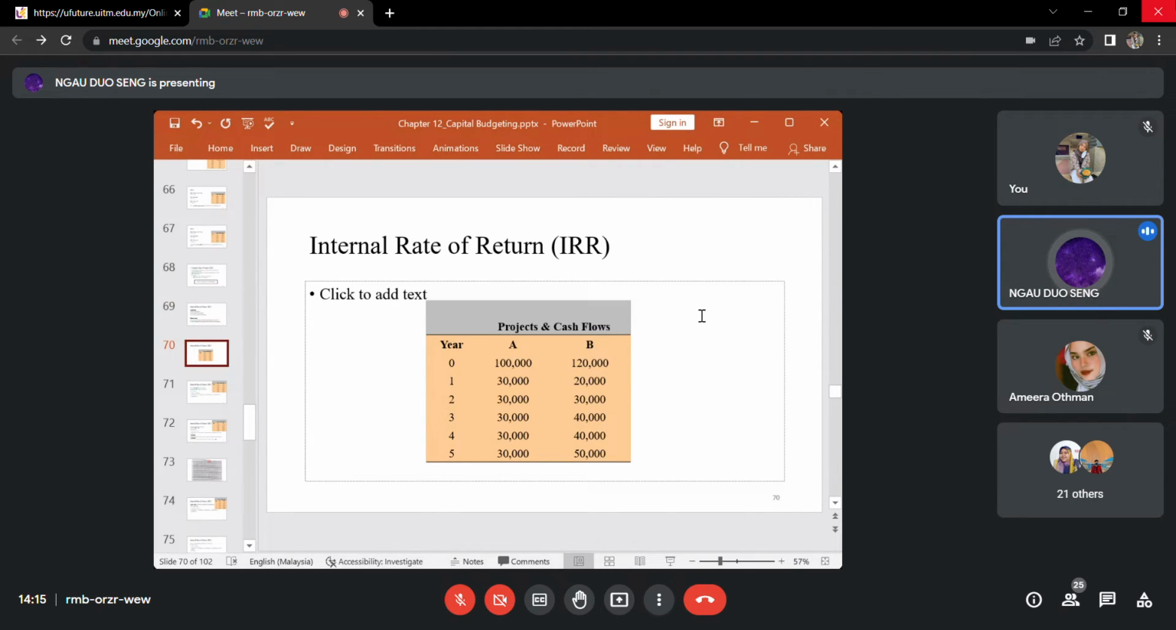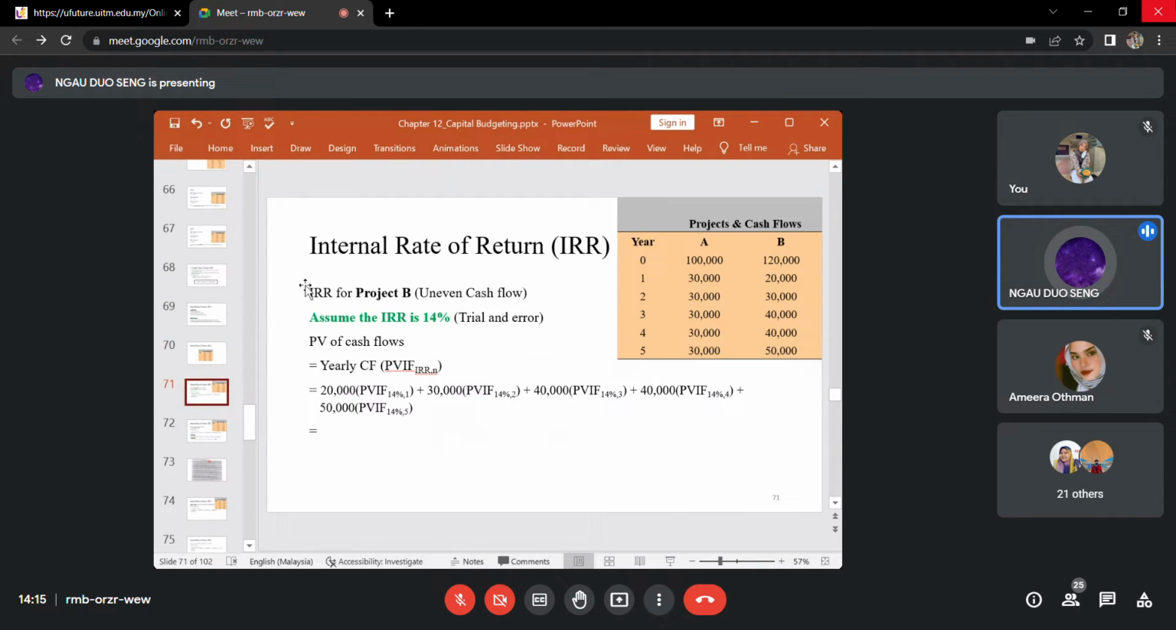So we are going to use the project A, B, right, that we used previously, as our example. So next we look at project B. Project B adalah uneven cash flow. So how we want to calculate the percentage? Kita kena cuba, trial and error. So we just assume IRR adalah 14%. We cuba calculate, put any percentage. So you just put 14%.